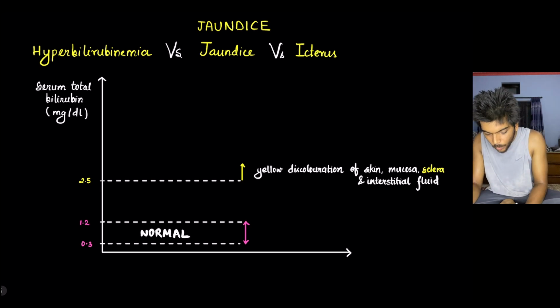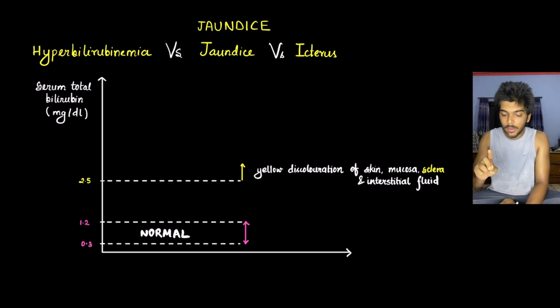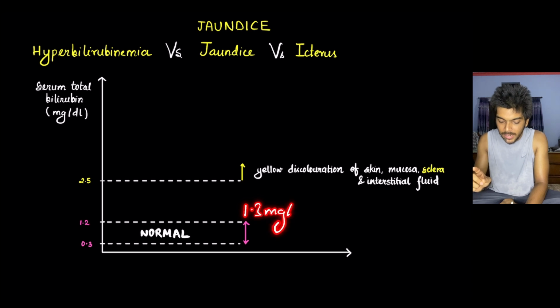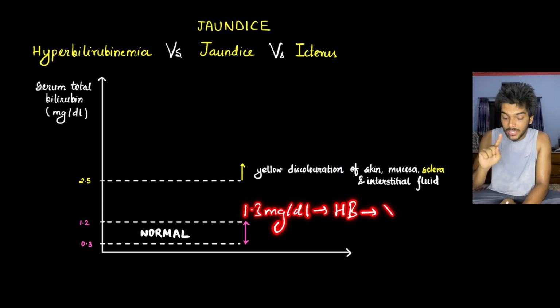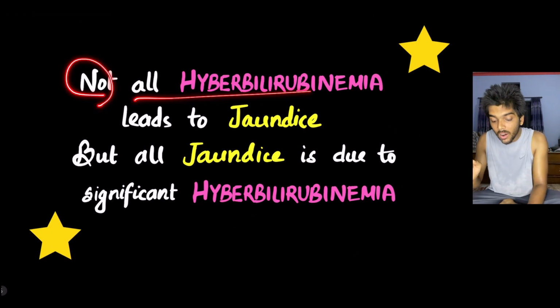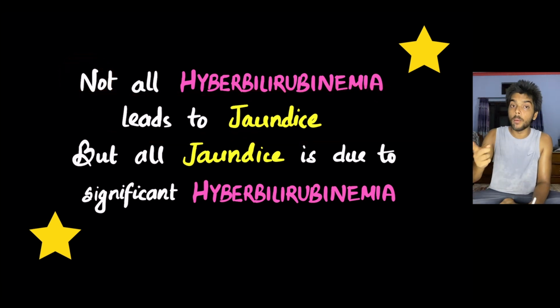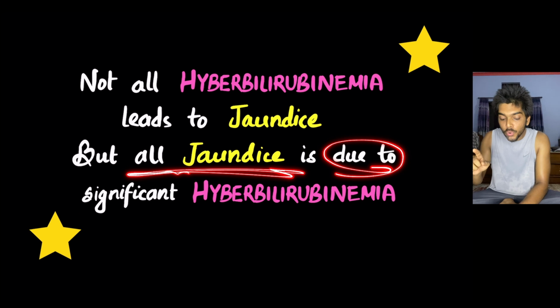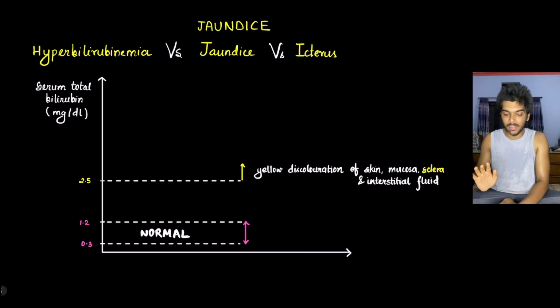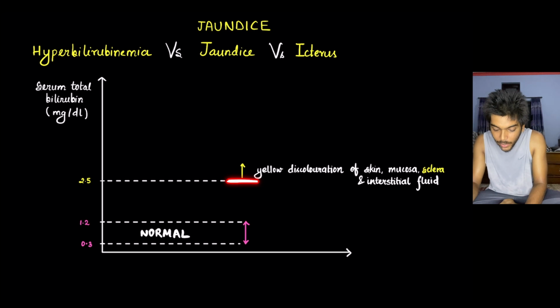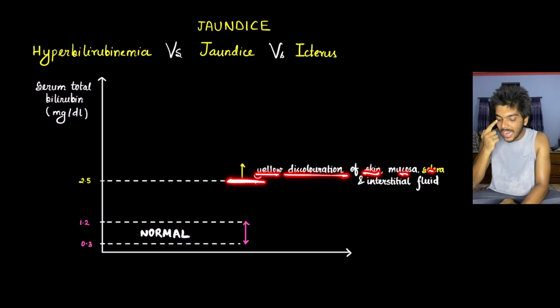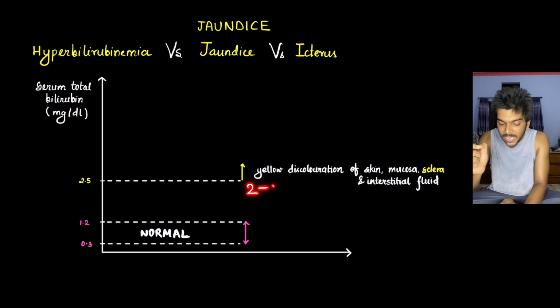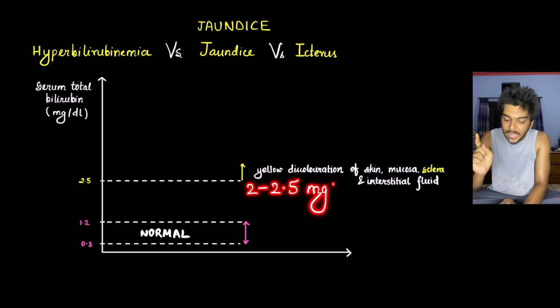When total serum bilirubin level is 1.3 milligram per deciliter, the person has hyperbilirubinemia, but the person does not have jaundice. So not all hyperbilirubinemia leads to jaundice, but all jaundice is due to significant hyperbilirubinemia. The person has jaundice at this point, right? That is, there is yellow discoloration of skin, mucosa, sclera, and interstitial fluid. This is due to significant hyperbilirubinemia of at least around 2 to 2.5 milligram per deciliter.